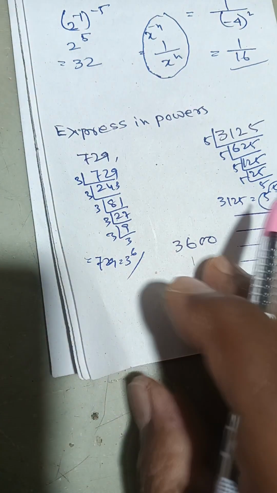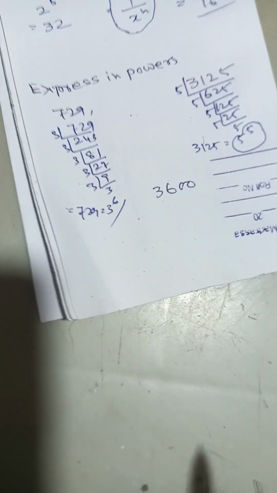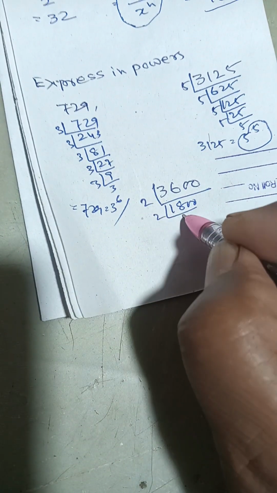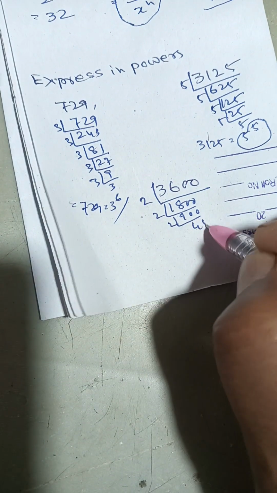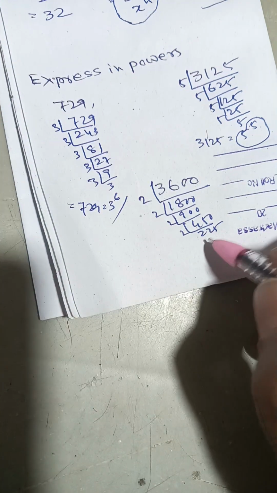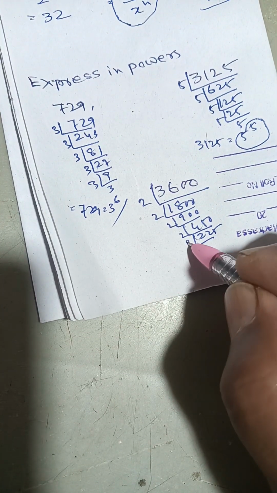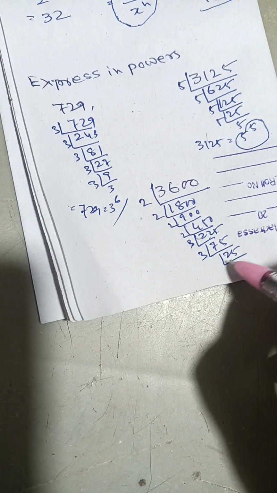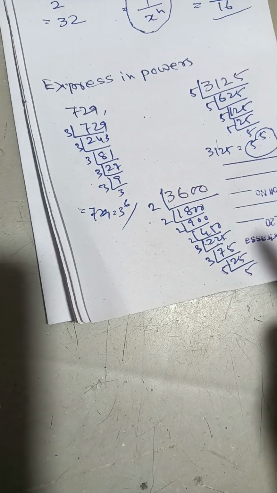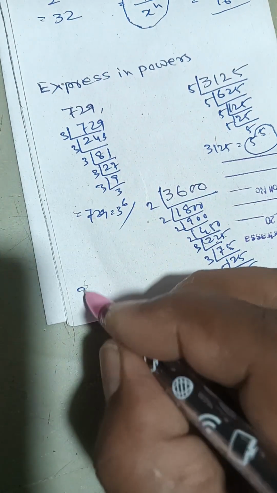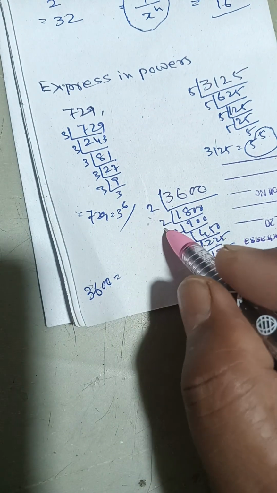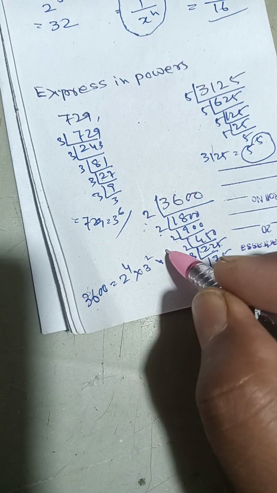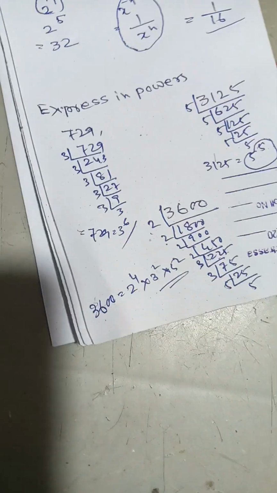Okay. Now express 3600 in power. How you can write it? Again, you divide it by 2, it will be 1800, then divided by 2, 900, then divided by 2, 450, then divided by 2, 225, then divided by 3, 75, then again divided by 3, it will be 25, again divided by 5, it will be 5 5. So you see, 3600 means 2 times 2 times 2 times 2, so 2 to the power 4 you write, 3 two times, so you write 3 square, 5 two times you write 5 square. So this is the answer.